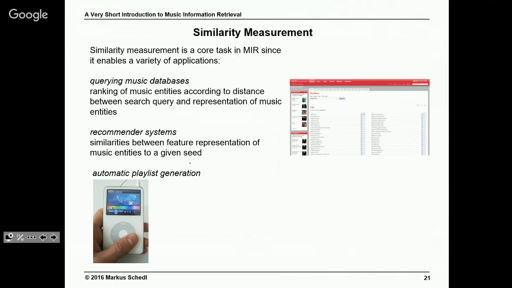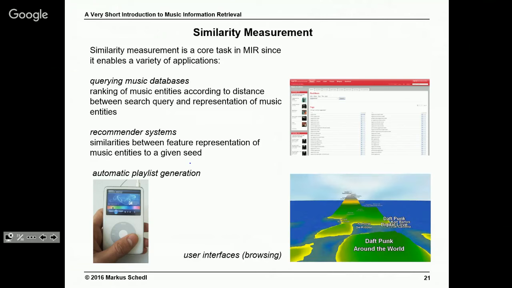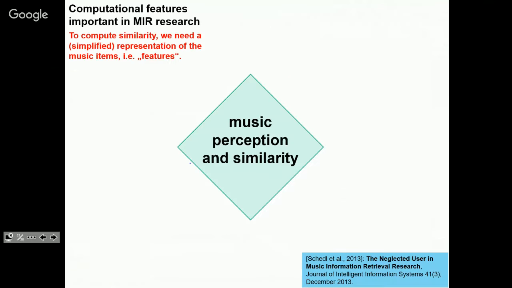And finally, automatic playlist generation. I already gave you this example of what we call the intelligent iPod. And also for browsing interfaces, of course. The clustering technique will only find clusters when we have some meaningful features, and it tries to identify similar sounding music pieces and group them together, here on this landscape interface, for instance.